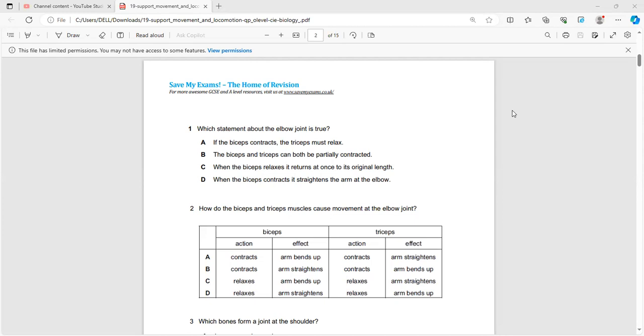So which of the following is always true? If the biceps contracts, the triceps must relax. Yeah, this is always true because the two muscles are antagonistic to each other.